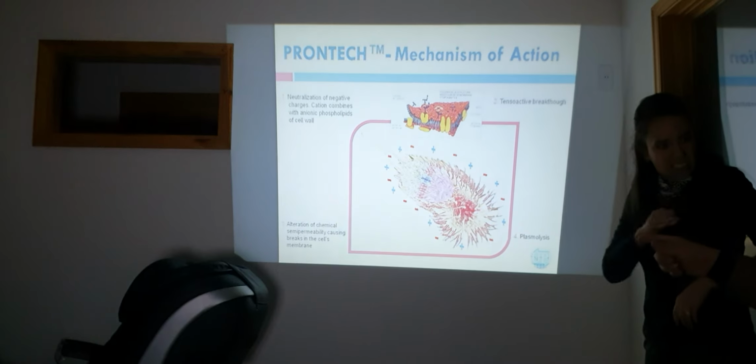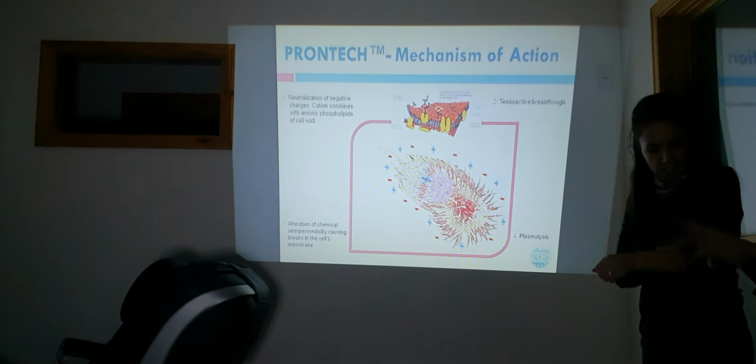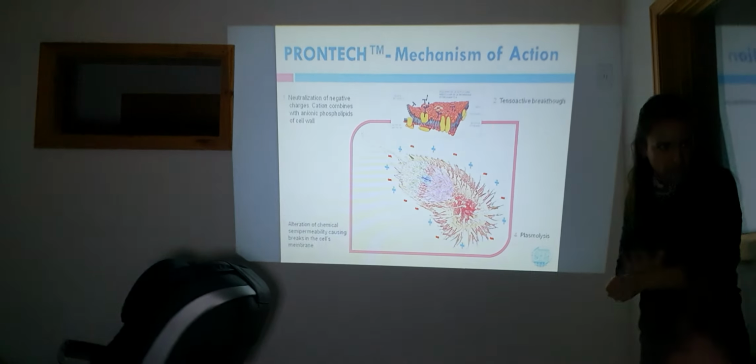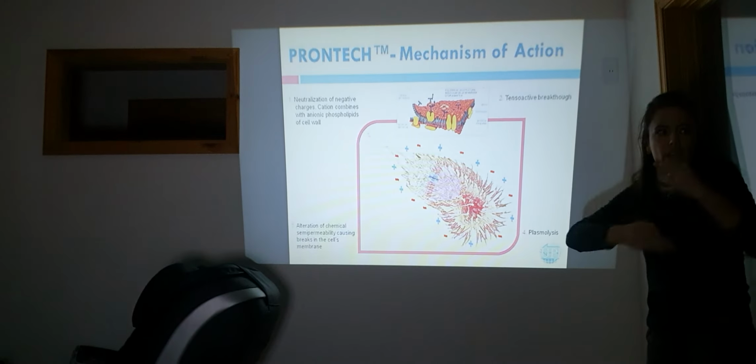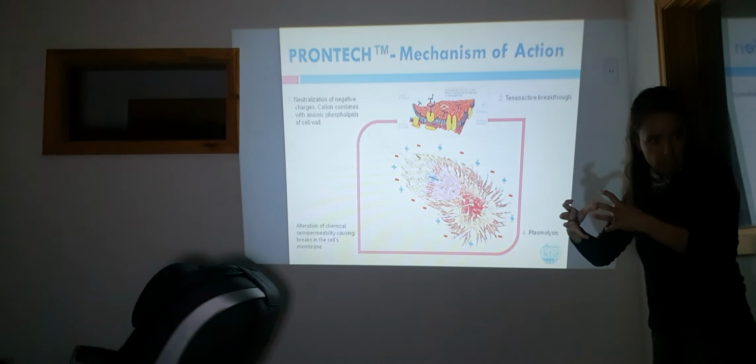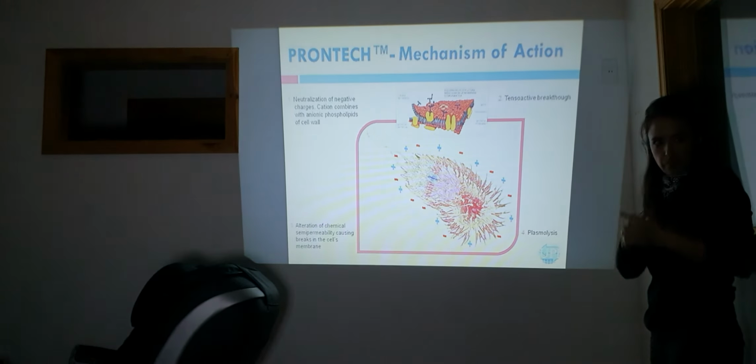I try to say that the other product is working slowly. It kills, it burns bacteria, right? And so when the bacteria learn, they quickly mutate and they create resistance.